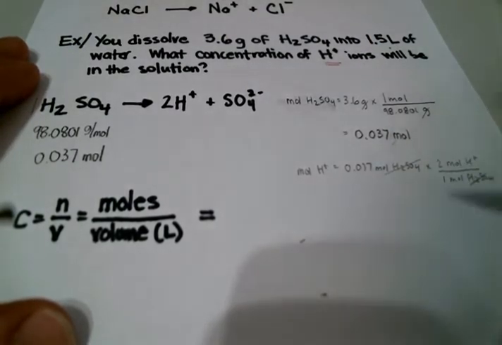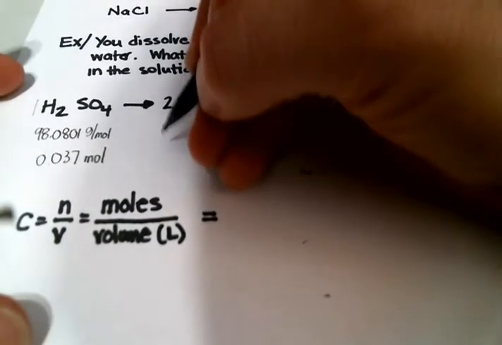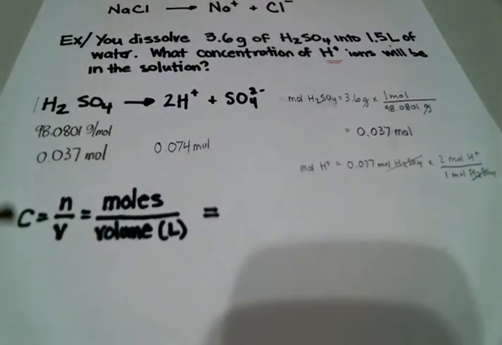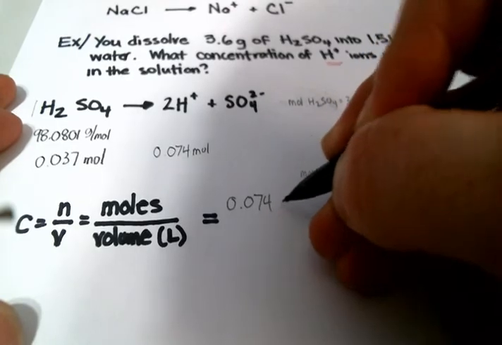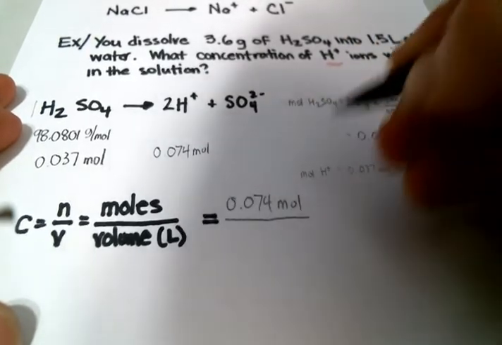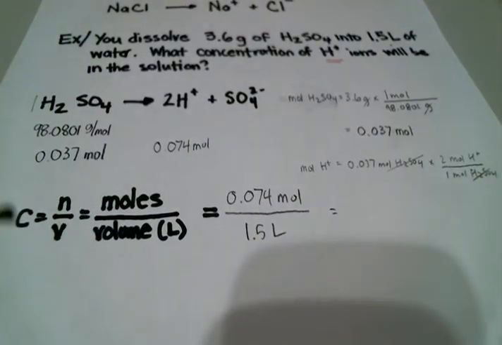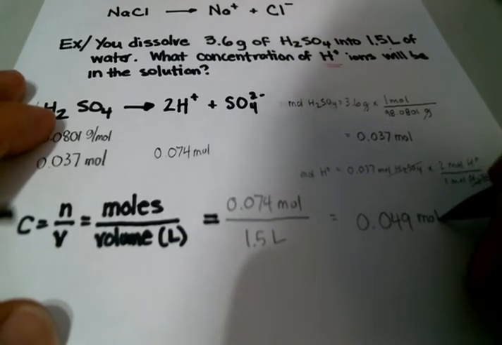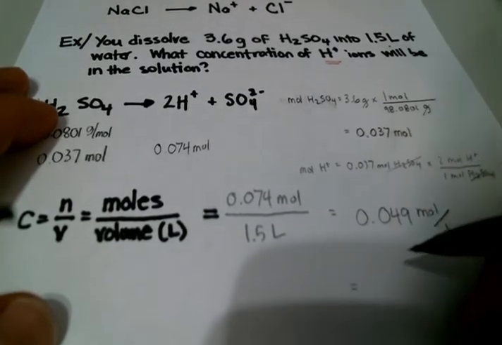But if you just look at the numbers in the equation, you can see that for each mole of this, you're going to get 2 moles of that. So there's going to be double that amount, which is 0.074 moles of H+ ions. Now I have to use that number in my answer. So let's put the 0.074 moles up here, and we're going to divide that by the volume. Now, this has never changed. It's still 1.5 liters, so that's the same as it's always been, which is kind of nice. We end up with 0.049 moles per liter.